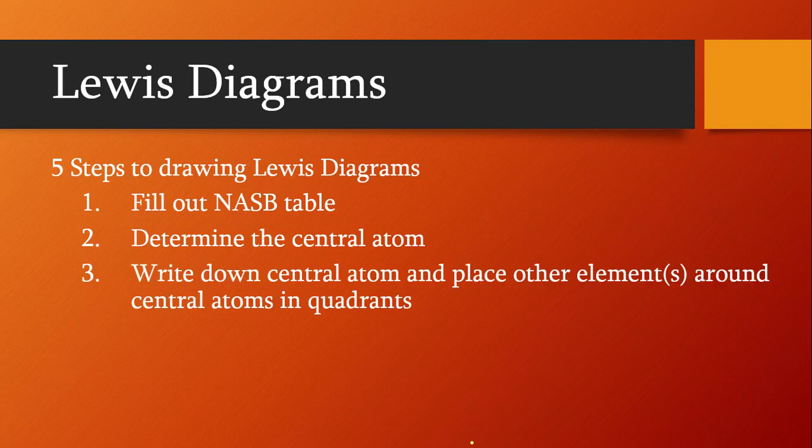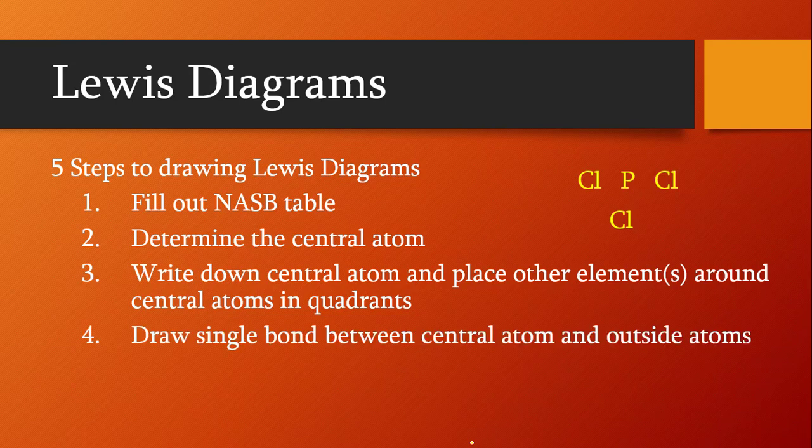Now you're going to write down the central atom and place the other element or elements around the central atom, putting atoms into the quadrants as appropriate. So it'll look something like this. We only have to fill up 3 of the quadrants because we only have 3 outer elements.